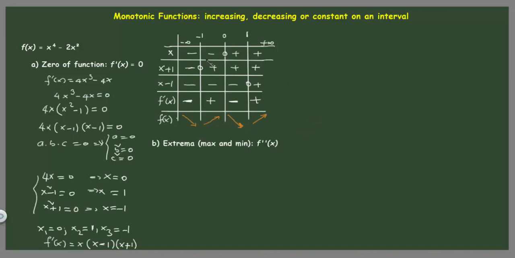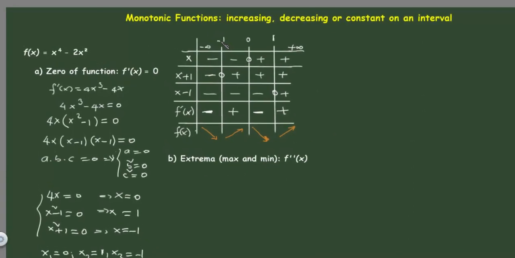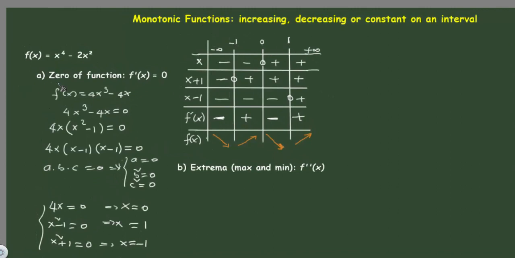Now the second thing to do is to find the maximum and the minimum. We already know that minus 1, 0, and 1, the zeros of the function, are our extrema, but we don't know which one is the maximum and which the minimum. So what we're going to do is take the second derivative of the function.